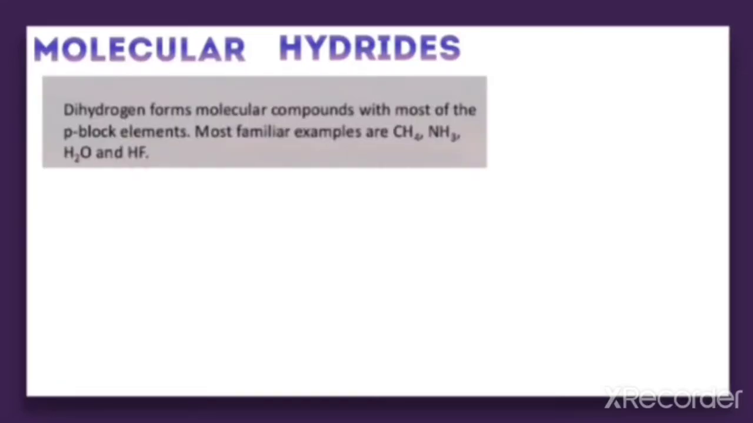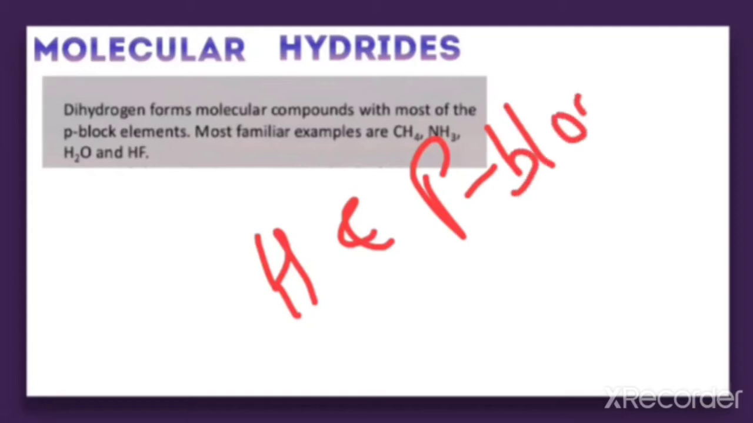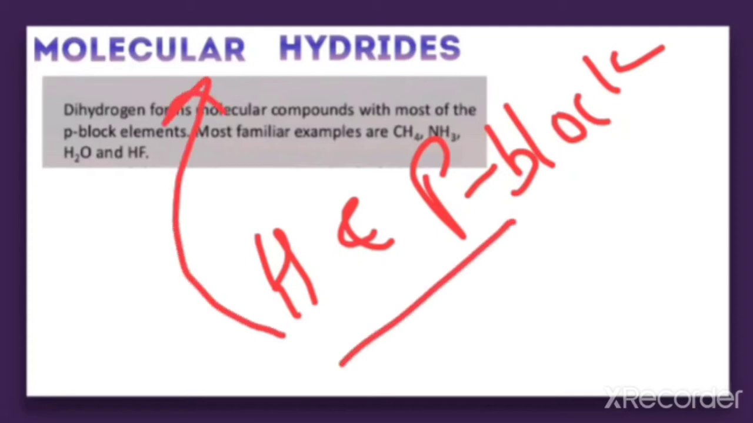Dihydrogen forms molecular compounds with most of the P block elements. Most familiar examples are CH4, NH3, H2O and HF. The previous type of hydride which we have discussed, that is saline, is a combination of hydrogen and an S block element. But when hydrogen is combined with P block elements, usually all the P block elements combine with hydrogen except noble gases. That combination is called a molecular hydride.